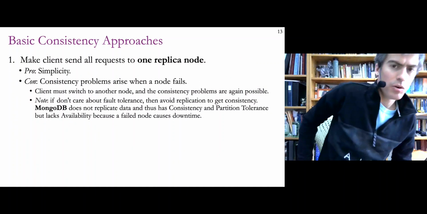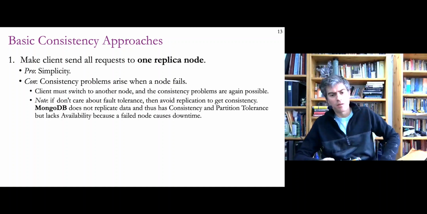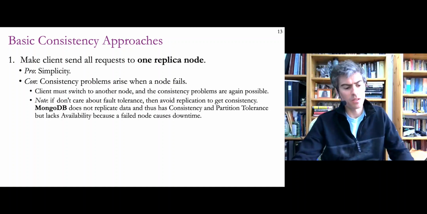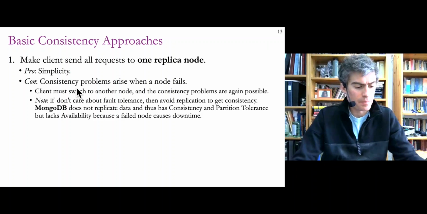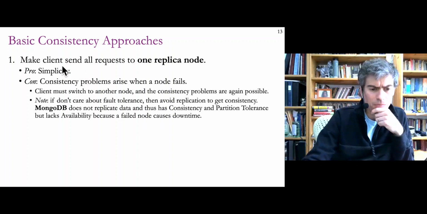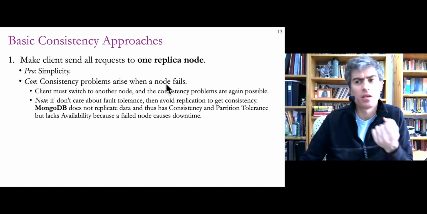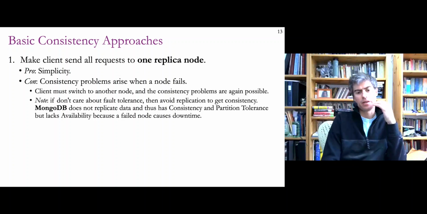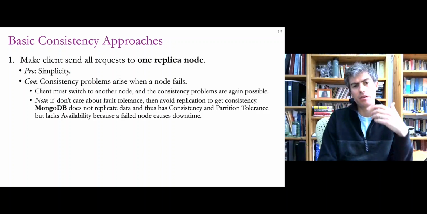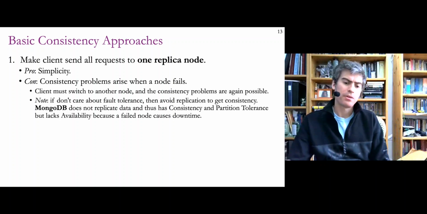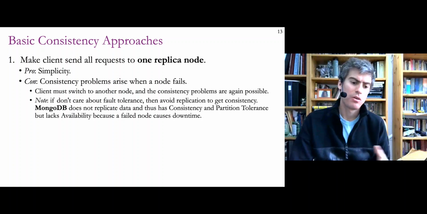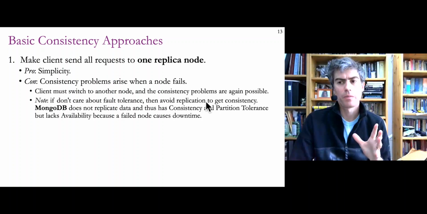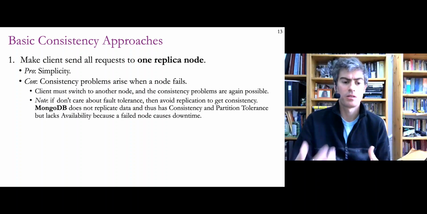All right. So we said in the previous slides that we had two basic approaches to getting consistency. The first one was to have the client send all requests to one replica node, and this is attractive because it's simple. One definite disadvantage here is that you're introducing a single point of failure with respect to that one client, right? We know that nodes are going to fail throughout the operation of the system, and when that happens, the client is going to have to switch to another replica. And during that switch, you have vulnerability to the same kinds of consistency problems we had before.